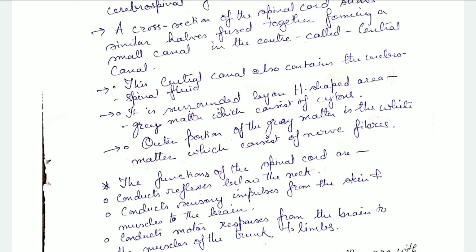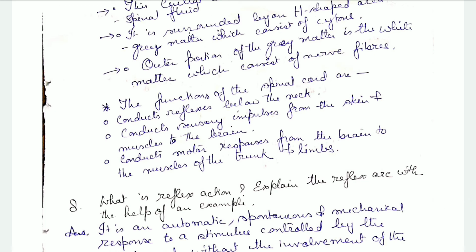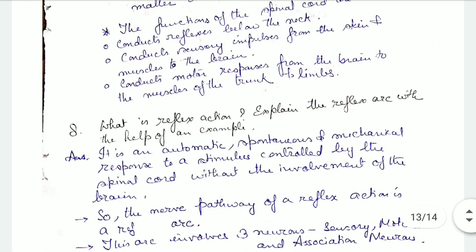This central canal also contains the cerebrospinal fluid. It is surrounded by an H-shaped area known as the gray matter, which consists of neuron cell bodies, that is, cytons. The outer portion is the white matter, which consists of the nerve fibers. Now, the functions of the spinal cord: it conducts reflexes below the neck. It conducts sensory impulses from the skin and the muscles to the brain. It conducts motor responses from the brain to the muscles of the trunk and to the limbs.